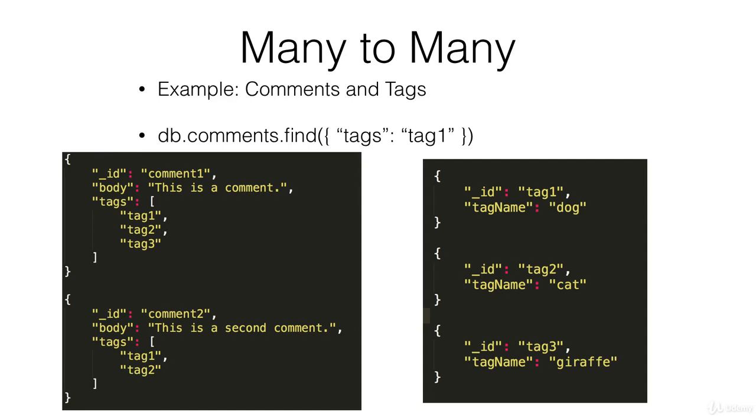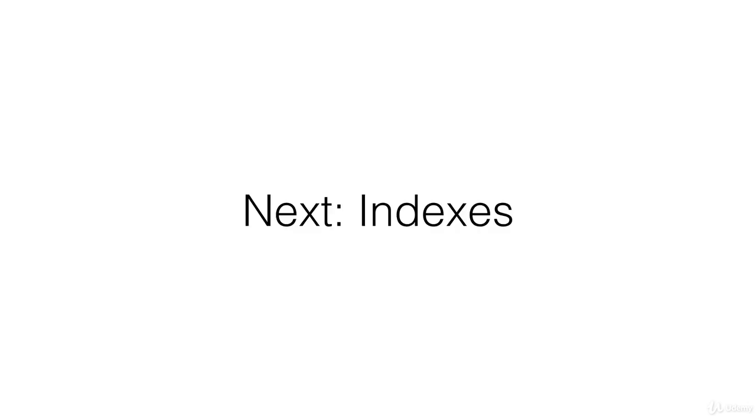And so if we want to find all the comments that contain a particular tag, we do something like db.comments.find, where tags contains tag1. And that would get us what we want. So that's an optimal way of structuring many-to-many relationships in MongoDB.